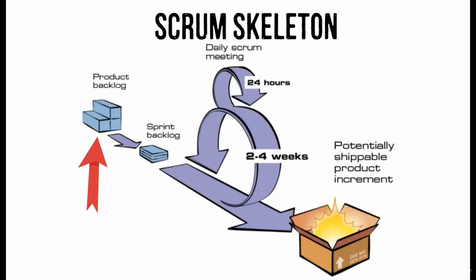The team takes on a subset of that backlog, called the sprint backlog, which they break down into tasks and work on in an iteration called a sprint. A sprint is a period of time less than 30 days, and in that time the team work on their tasks until they develop a working increment of the product.